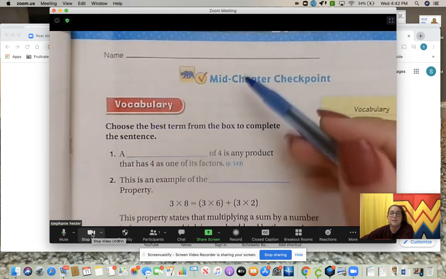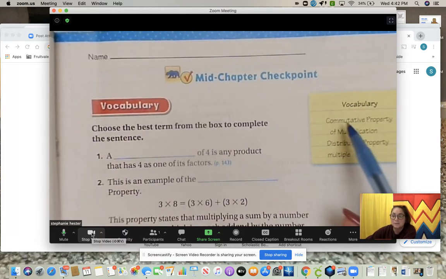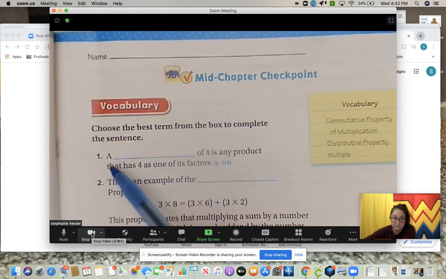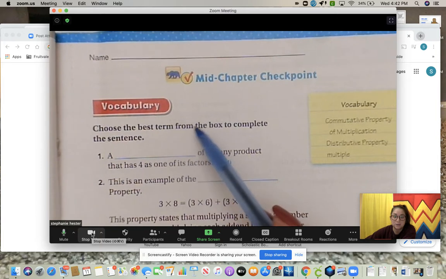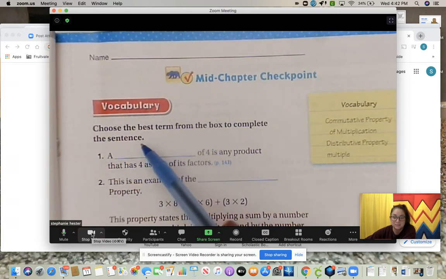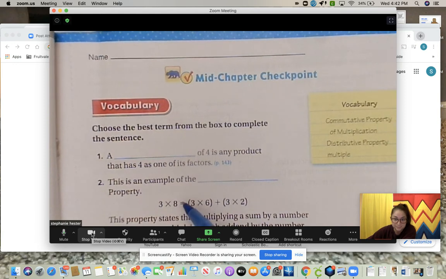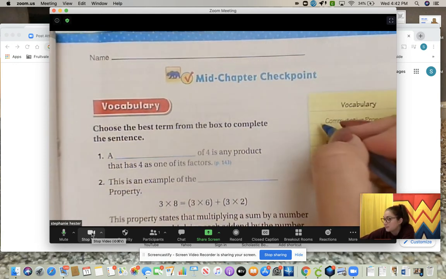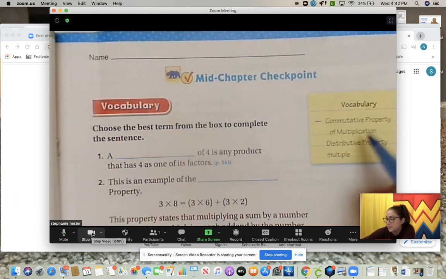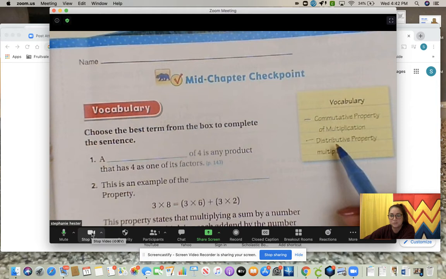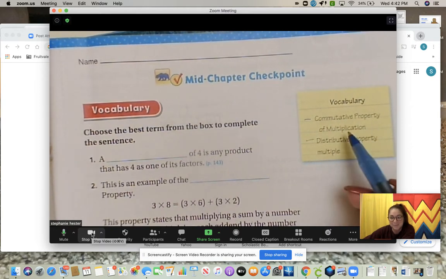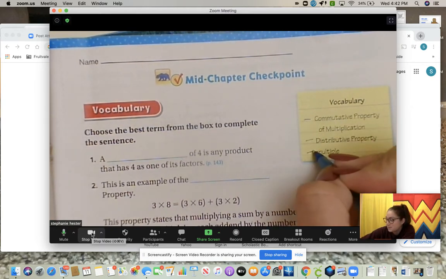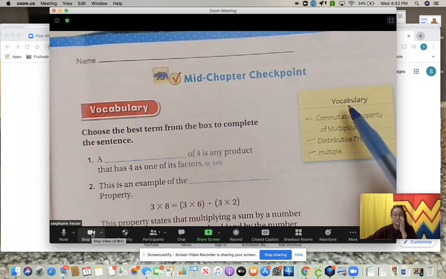It is the mid-chapter checkpoint for chapter 4. So we have our vocabulary, the first step. Choose the best term from the box to complete the sentence. So you're going to choose one of these to fill in these blanks. Commutative property of multiplication, distributive property, and then multiple. So you have 3 choices.